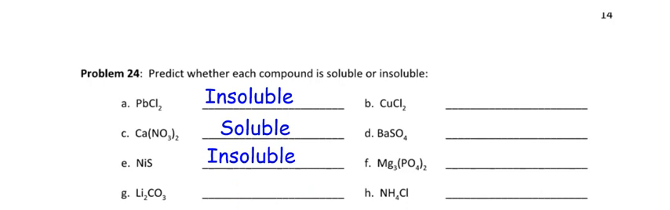Well, lithium carbonate. Well, what do we know about lithium? I try to stress that big time. It is always soluble. I don't care what it's with. It is soluble. Is that true with all carbonates? No, no, no, no, no. It has to be paired with a group 1 to be soluble.